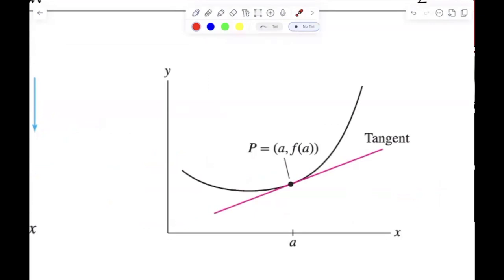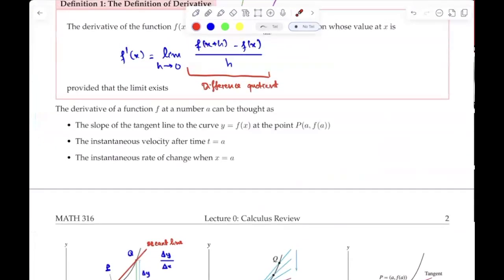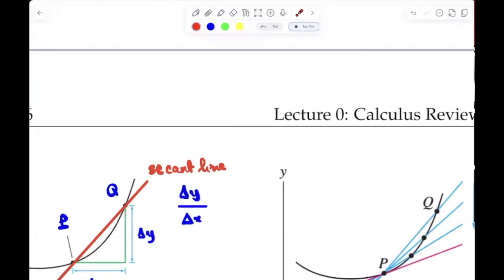When you let x approach closer and closer to a, you have the limit definition of the derivative, and the derivative is used to calculate the slope of the tangent line. This is just one interpretation of the derivative of a function at a point. Because the calculation of dy over dx gives the slope of the secant line, the average velocity, or the average rate of change, when you take the limit you get the slope of the tangent line, the instantaneous velocity, or the instantaneous rate of change. So they relate to one another like that.